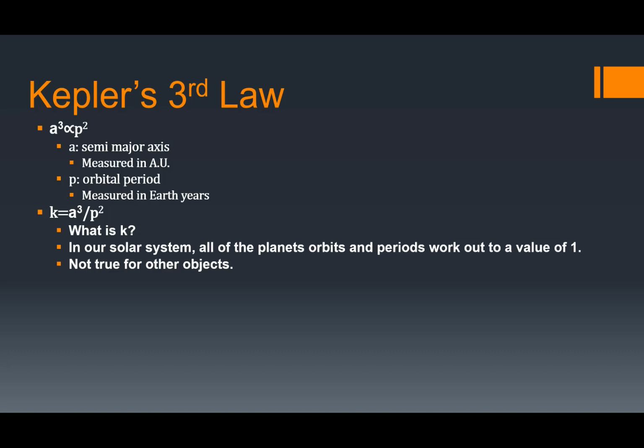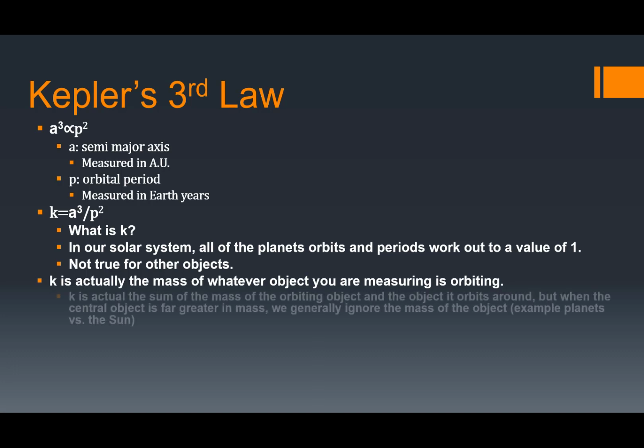So the question is, what is that k value actually representing? And in fact, it's actually the mass of whatever object is being orbited. So if you're going to measure the mass of our sun, we can do that calculation by taking the motions of any object that's orbiting it. If we want to measure the mass of the Earth, we can figure out its mass if we look at objects going around it, like satellites or the moon.